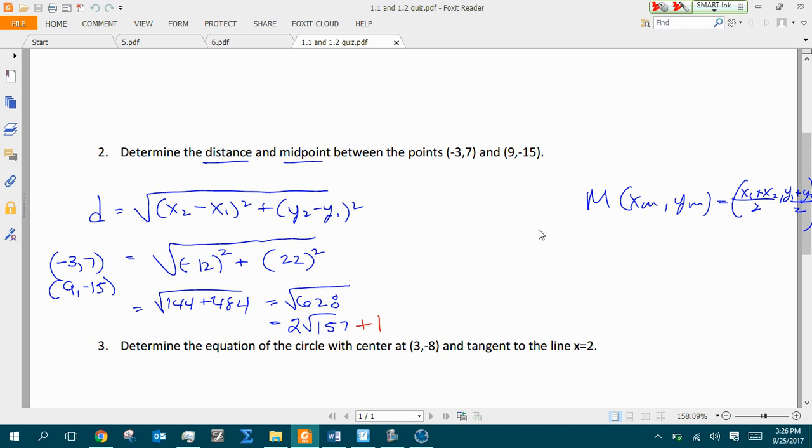And then over here, again, negative 3, 7, and 9, negative 15. I'm going to add my x's and divide by 2, so it gives me 6 over 2. Add my y's, gives me negative 8 divided by 2. So there we get 3, negative 4. 1.5 points there.